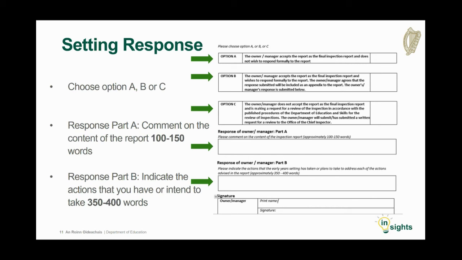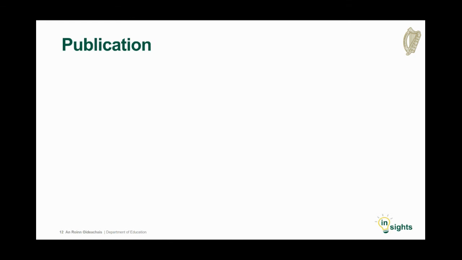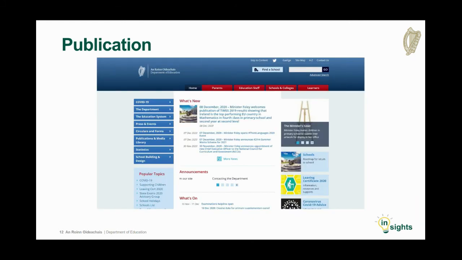If a response is not received from the designated contact person of your setting, and if option C has not been availed of within the time limit of 10 working days, a null response is assumed, and your inspection report is published by the Inspectorate on the Department of Education website within a further 5 working days. Early Years Education inspection reports are published on the Department of Education website. If your setting has selected option A, the inspector will publish the inspection report with no setting response.